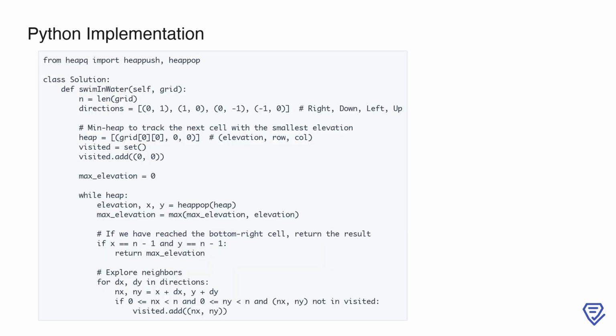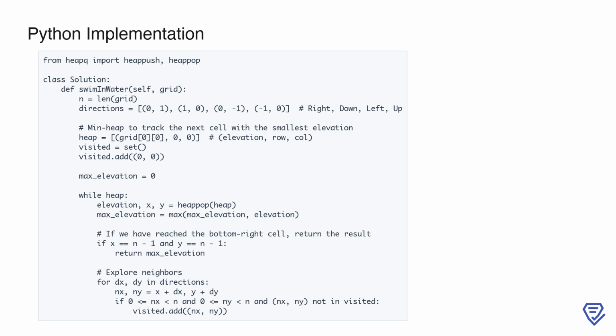To solve the swim in rising water problem, we start by importing the necessary tools and setting up the solution class. The key idea here is to use a min heap, which helps us prioritize the next cell with the smallest elevation. We define the grid size and the possible movement directions: right, down, left, and up. The heap is initialized with the starting cell, located at the top left corner, along with its elevation. We also create a visited set to keep track of cells we've already processed, ensuring we don't revisit them. The variable max_elevation will store the highest elevation encountered along our path, as this will determine the minimum time required to reach the bottom right corner of the grid.